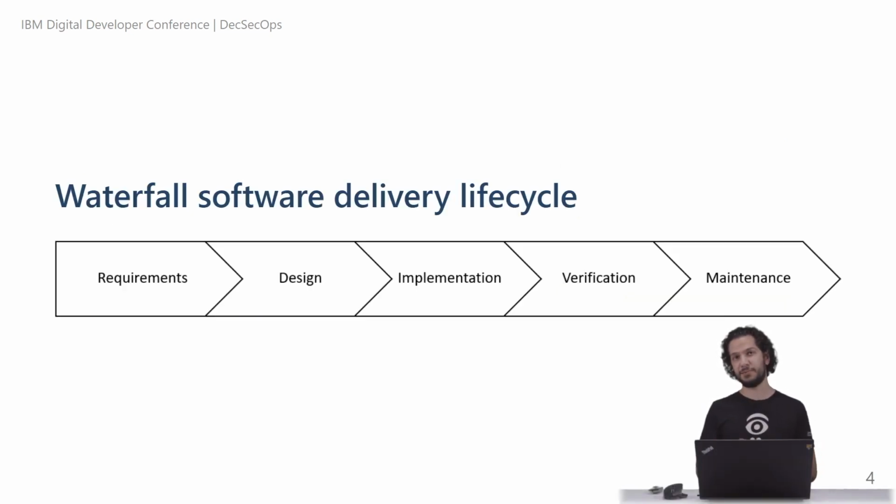Before we get into the DevSecOps part, let's talk about the software delivery lifecycle. I want to talk about Waterfall and Agile a little bit. So, in the older days, Waterfall software delivery lifecycle looked like this. You would start with requirements, go through design, implementation, verification, and maintenance.